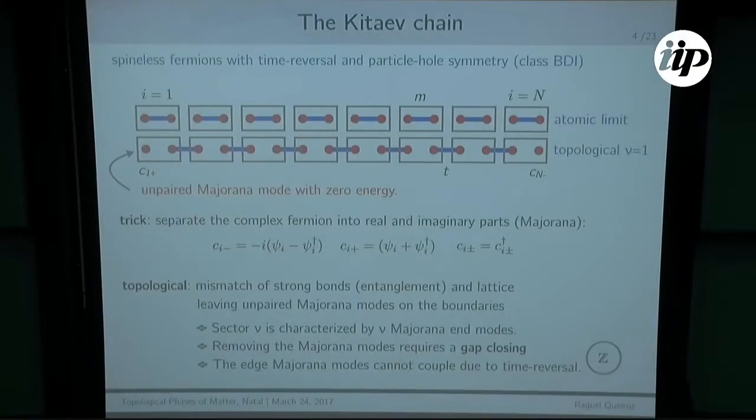But if we make a strong bond between one Majorana and the Majorana in the other unit cell, and we cut the system, there are going to be some dangling bonds, and some unpaired Majorana modes will appear, which can be filled at no cost of energy. In class BDI, with time reversal and particle-hole symmetry, if we add more and more chains, we cannot even couple the Majoranas that appear at the edge. So this means that we classify it by a topological invariant in Z, since the coupling between these Majoranas on the edge is forbidden by time reversal symmetry.